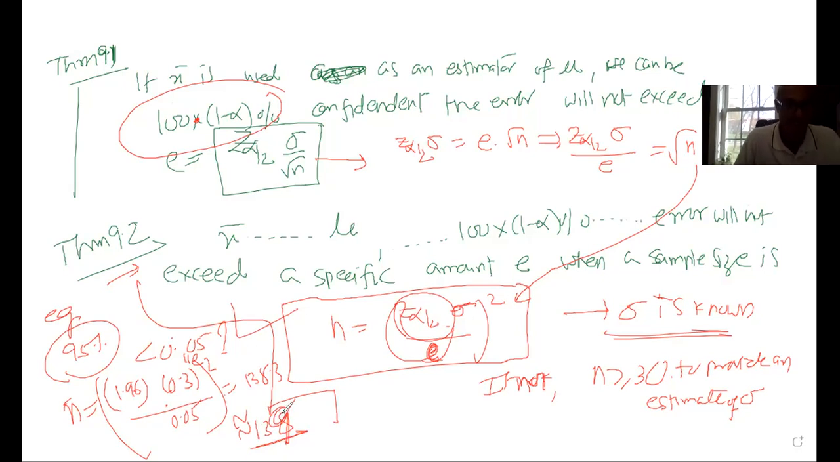I repeat, we can be 95% confident that a random sample size of 139 will provide an estimate X bar differing from nu by an amount less than 0.05. That is the meaning.